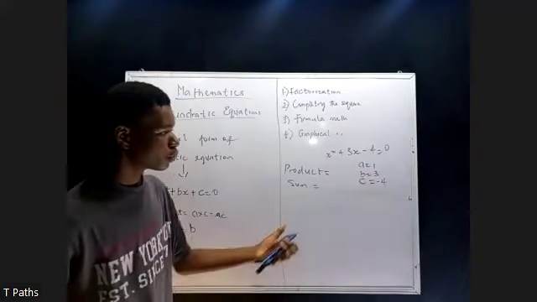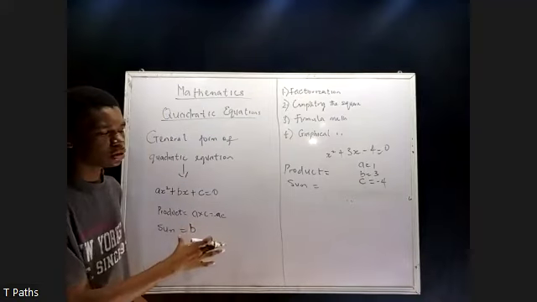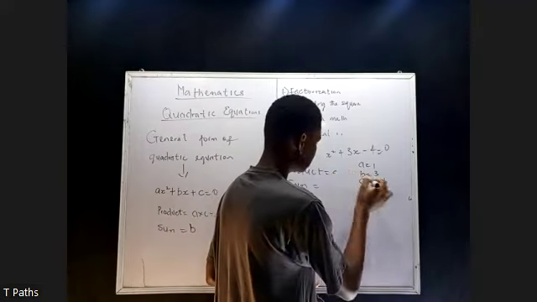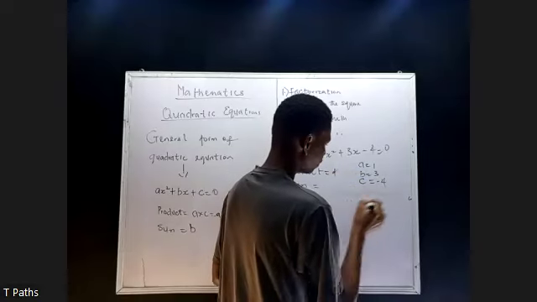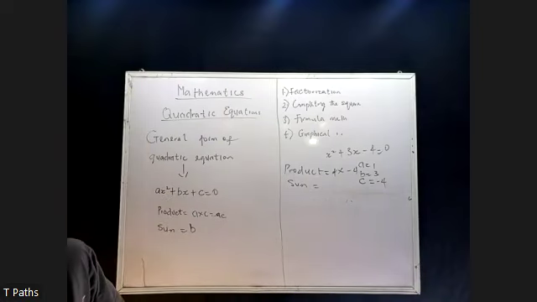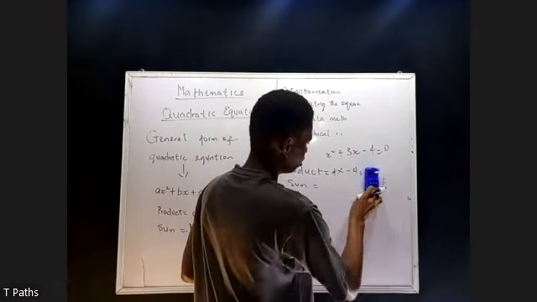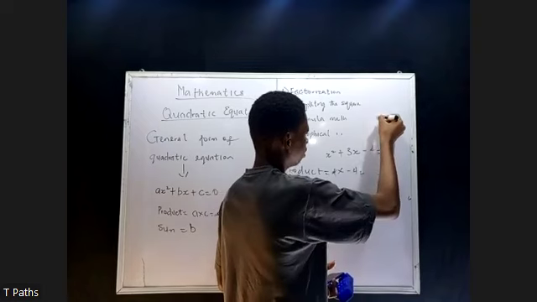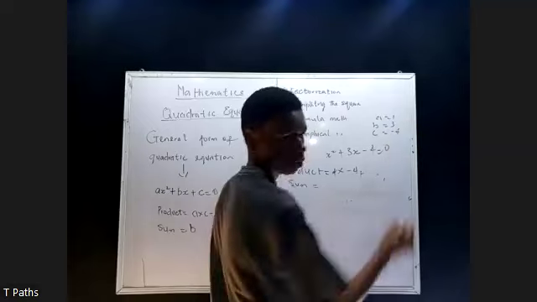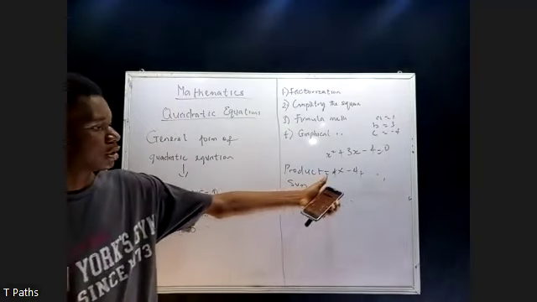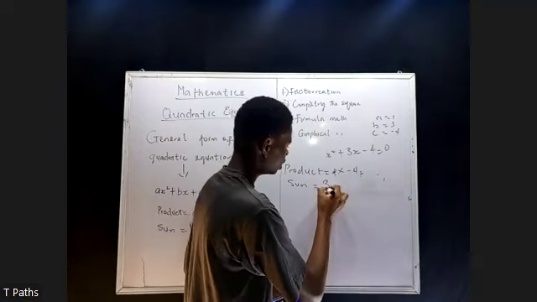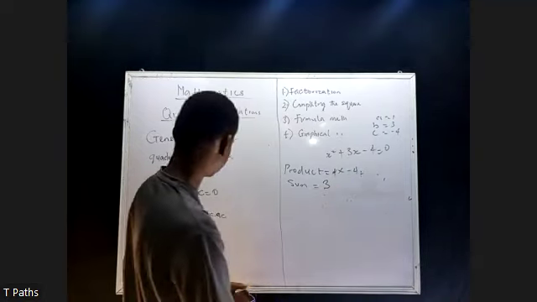So now what we want to do here is the product. From what I wrote here, my product is the multiplication of a and c, which is a times c. In this case, my a is 1 and my c is minus 4. I hope that's clear. I'll write this up here. So my product is 1 times minus 4. Why is my sum 3? Because my b is 3. So my sum is 3.